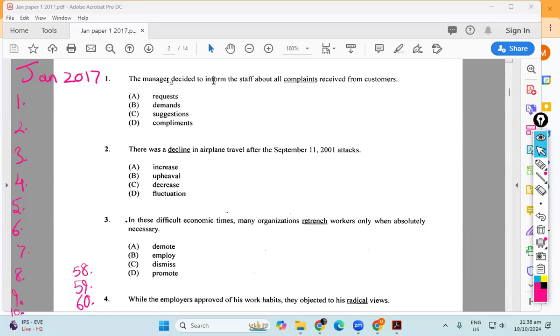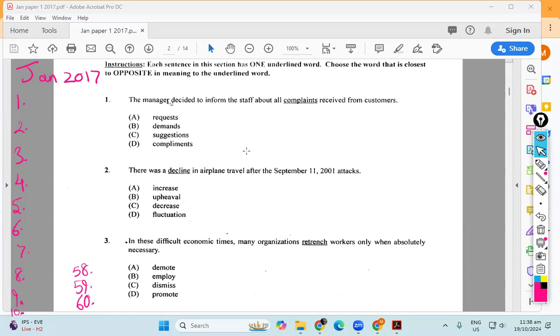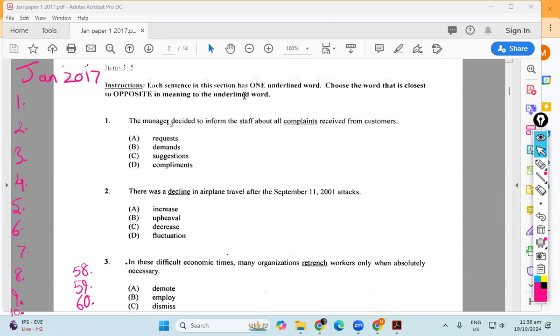All right. The manager decided to inform the staff about all, oh wait, we didn't read the instructions. That is a problem because sometimes they ask for synonyms and sometimes they ask for opposites. I have to read to know which one. All right, so we are looking for the opposites. The manager decided to inform the staff about all complaints received from customers. So what is the opposite of complaints? We have requests, demands, suggestions, compliments.